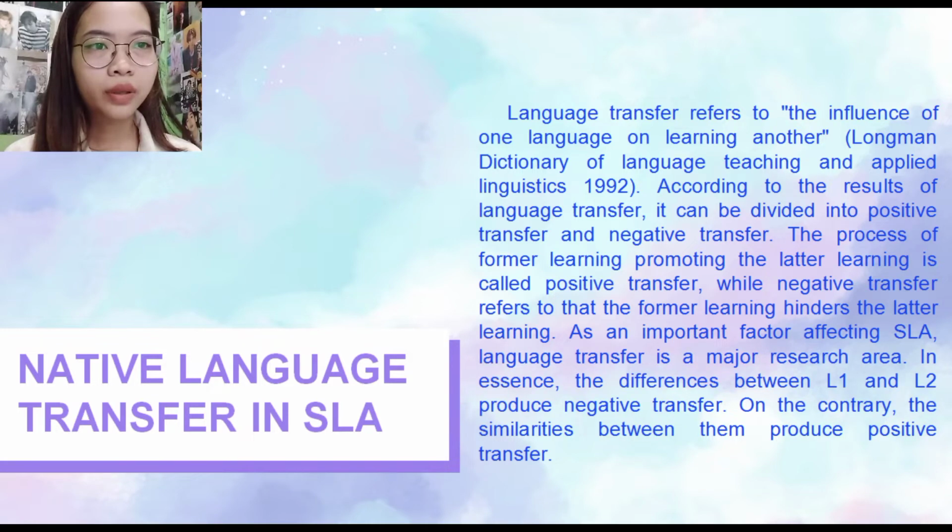According to the result of language transfer, it can be divided into positive transfer and negative transfer. The process of former learning promoting the later learning is called positive transfer, while negative transfer refers to the former learning hindering the later learning. As an important factor affecting SLA, language transfer is a major research area. In essence, the differences between L1 and L2 produce negative transfer. On the contrary, the similarities between them produce positive transfer.